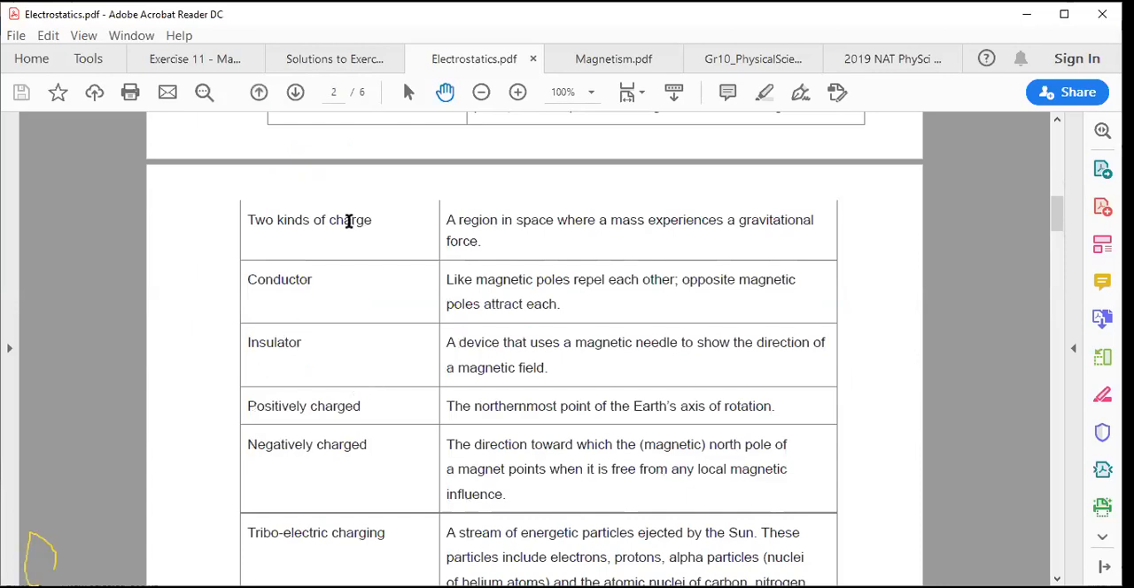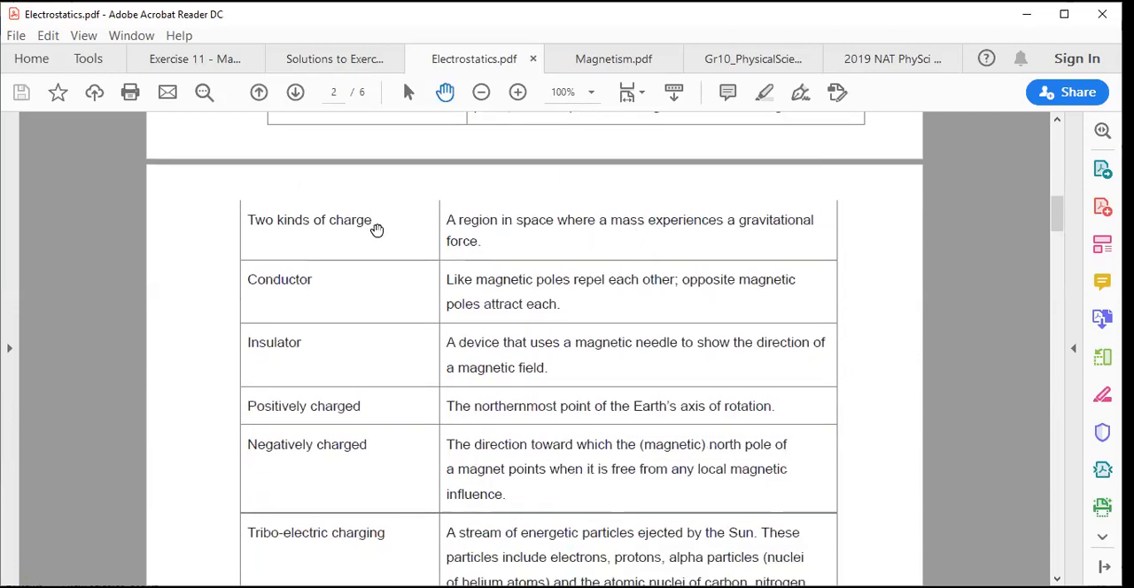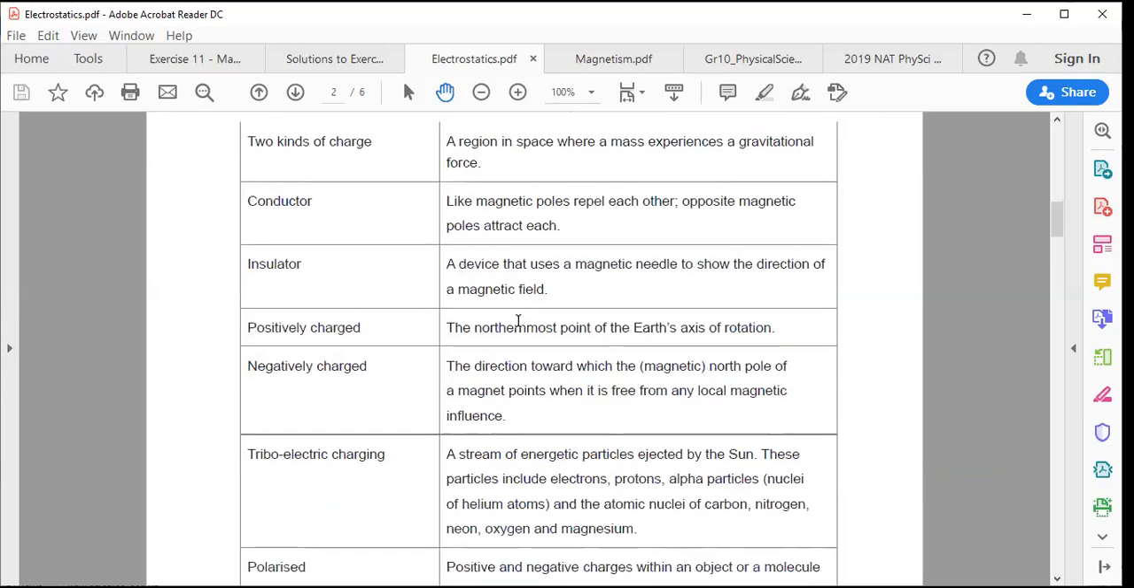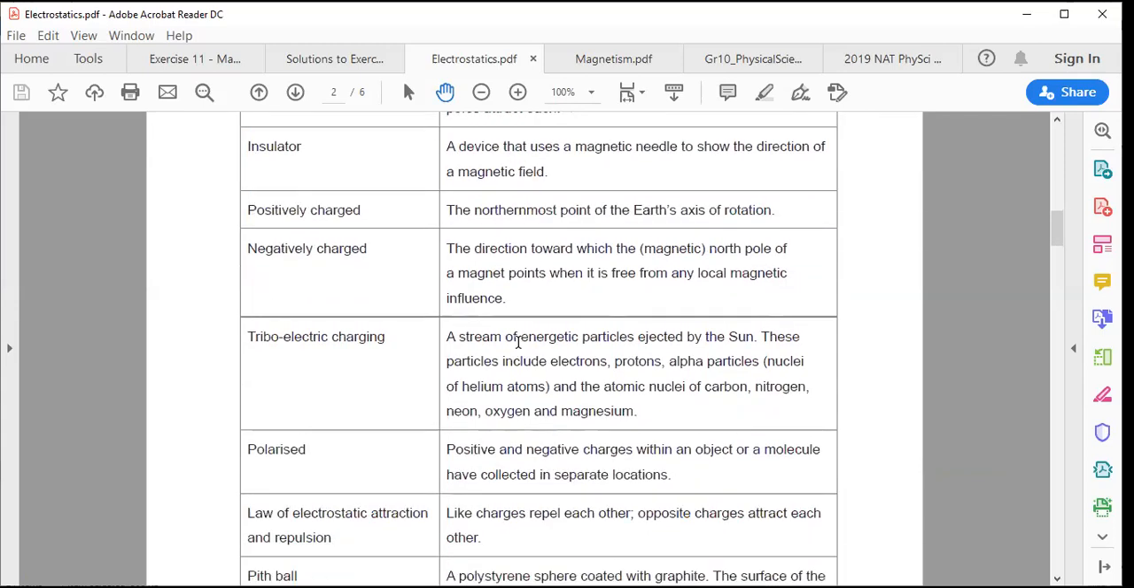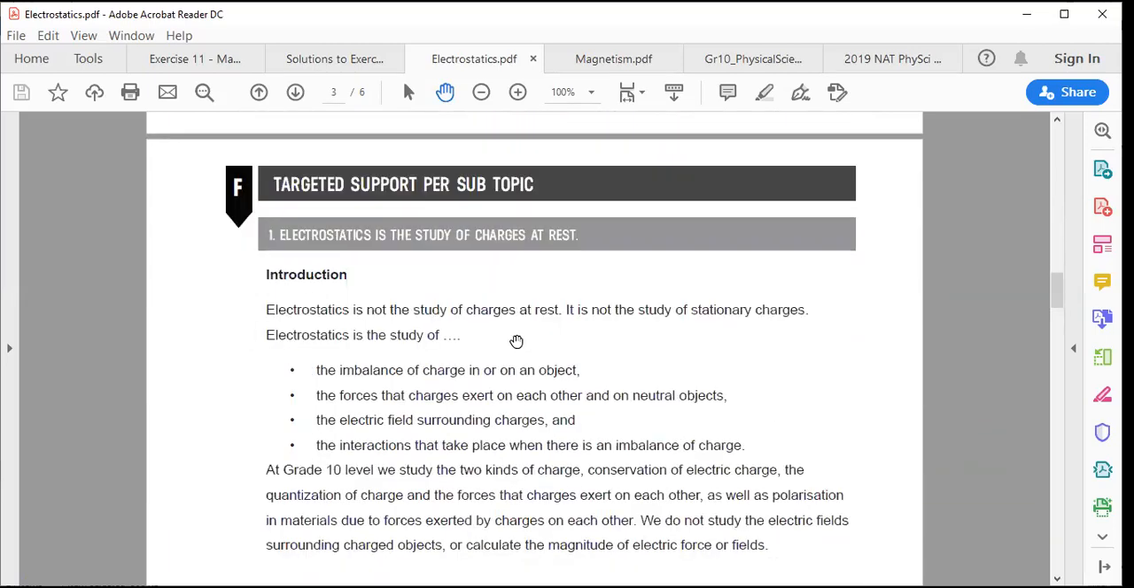Two kinds of charge. There's a swap here. Gravitational field, it's a region in space where mass experiences a gravitational force. So that should be there. All right, so there's a swap here. Two kinds of charge. No, this one is not relevant here. Then we've got conductor. They're swapped around. Okay, I'll leave these ones here. I'll correct them before I post the handout. Then we move on to electrostatics.